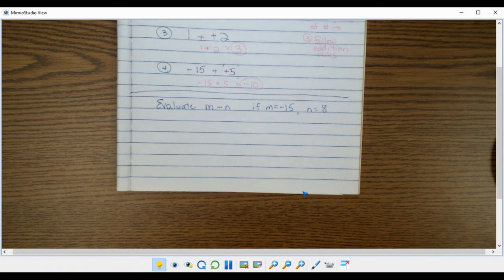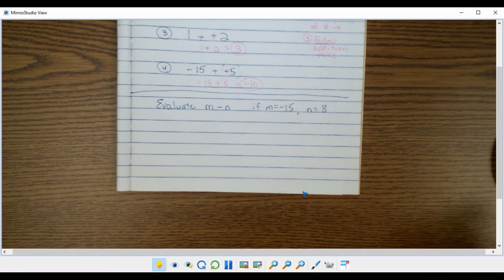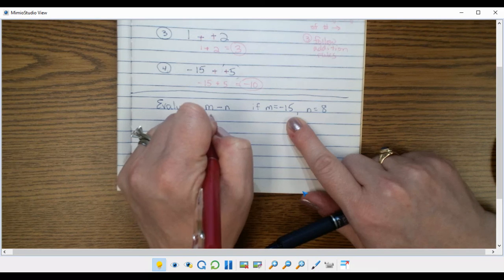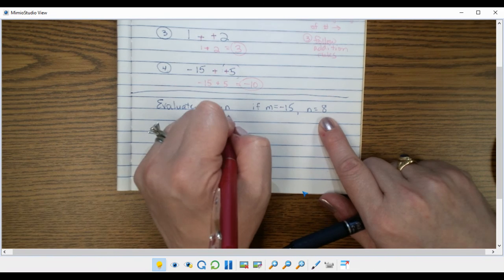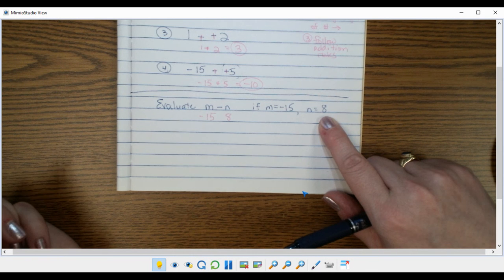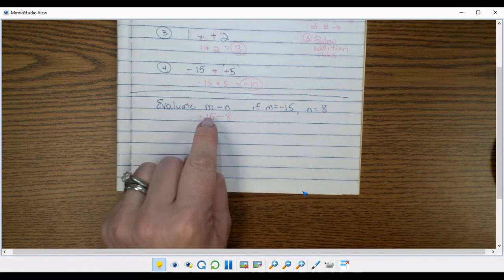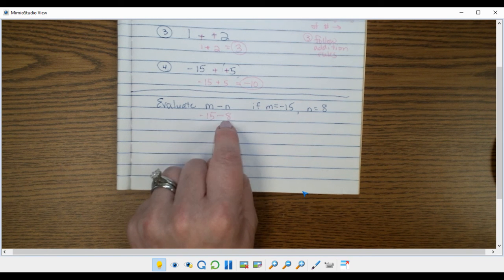So what I'm going to do is replace the letters, just the letters, with what I see. All right, so everywhere there's an m, I'm going to replace it with a negative 15. And everywhere there's an n, I'm going to replace it with 8. Everything else about the problem stays exactly as it was originally. So this now says m minus n.